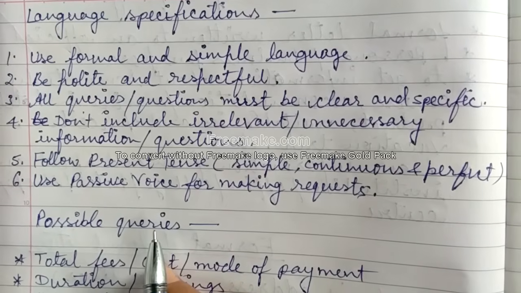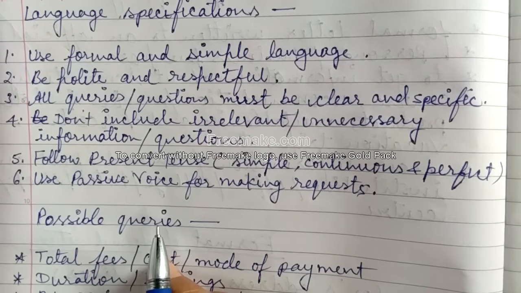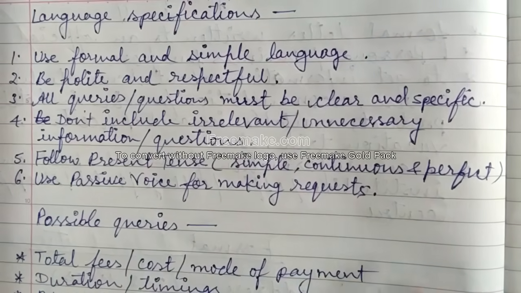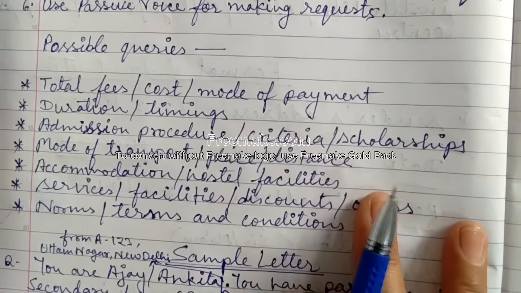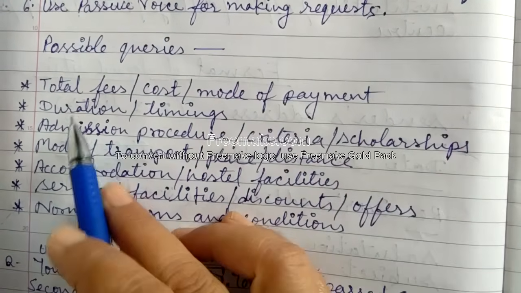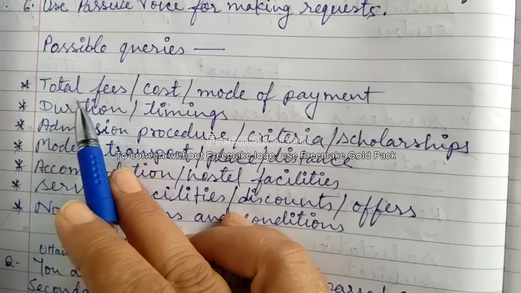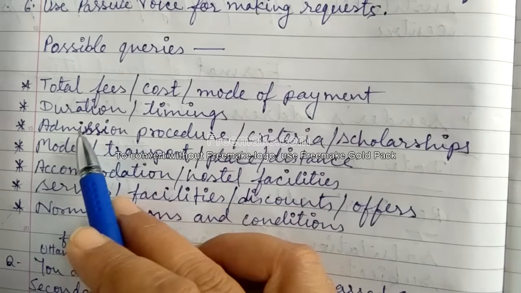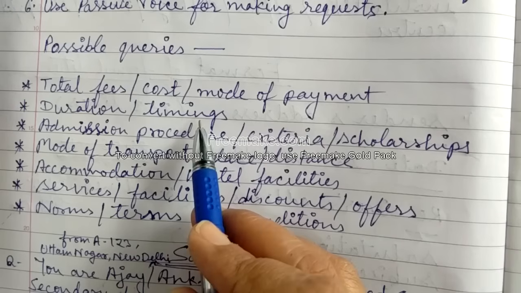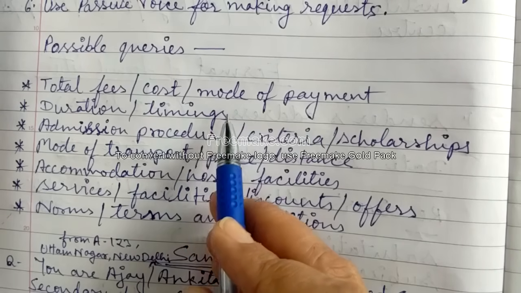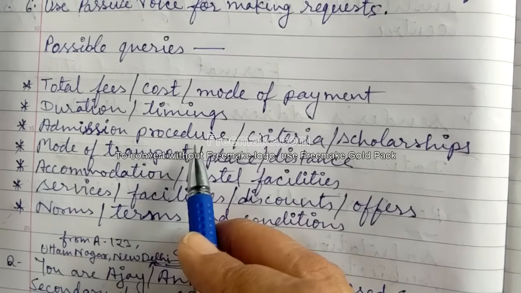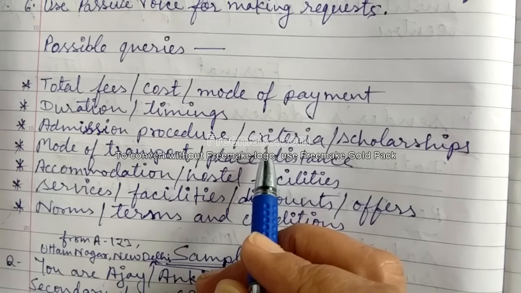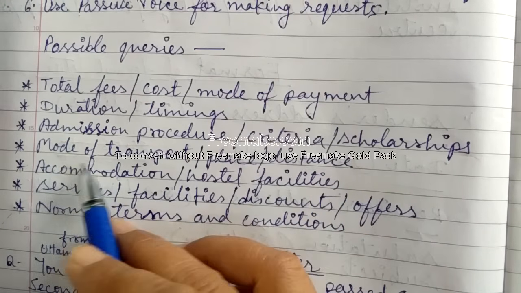There are possible queries. Usually children are very much confused about what type of questions they should ask, what type of queries they should include. So let me tell you, there are certain queries which you can include in your letter. If you are asking about any study course, you should ask about total fees, cost, and mode of payment, how the payment can be made, duration, what is the total duration, 6 months, 1 year, timings, from what time up to what time, admission procedure, criteria, eligibility, age, education, etc., scholarships, if there are any, mode of transport.